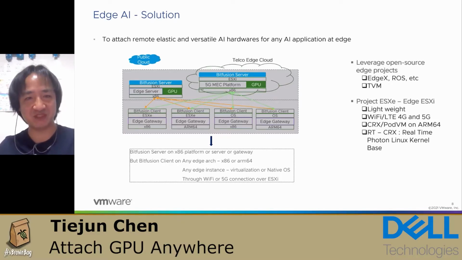We also build our solution into a project, ESXi, let's call it ESXi-Arm. It is light, with a small footprint and low memory overhead. More importantly, it can support edge network connectivity protocols like Wi-Fi and IoT. This can help us deploy our solution to more edge systems.